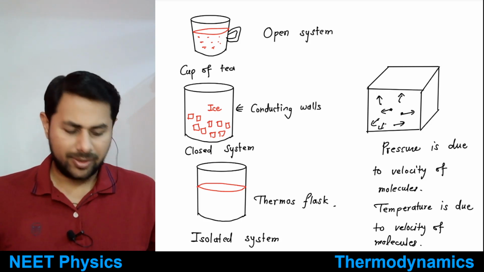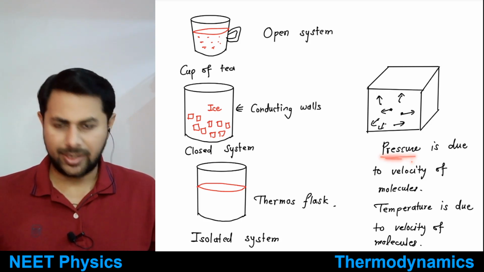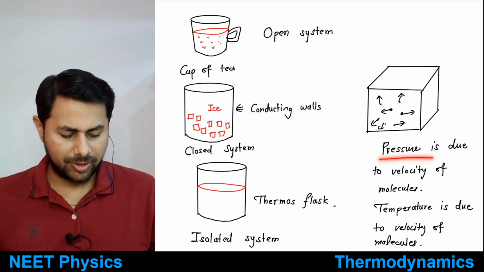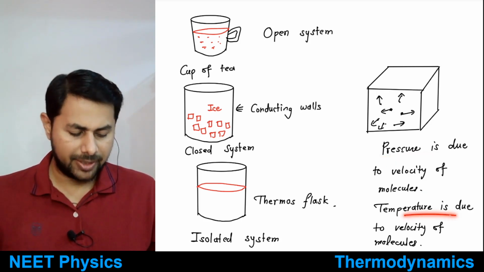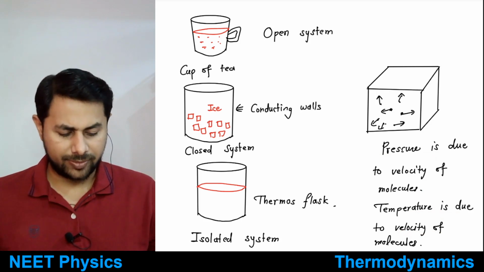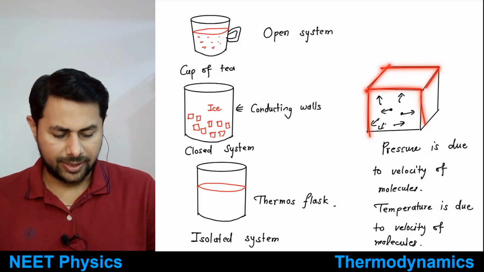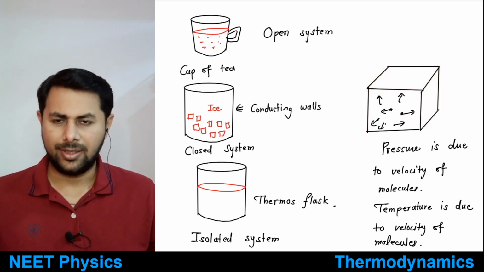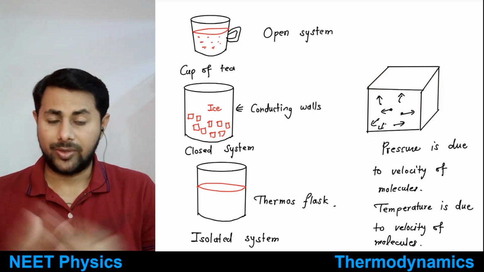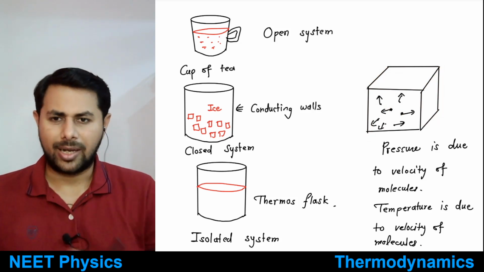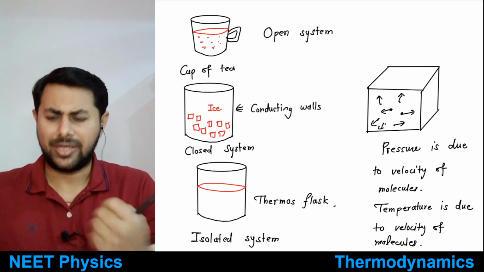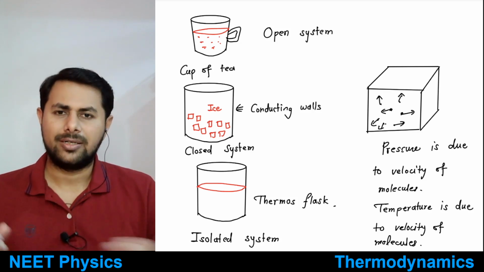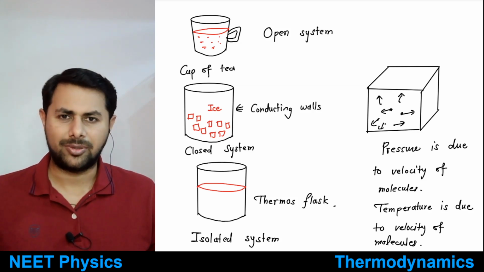In the last chapter we studied pressure as well as internal energy. We studied the kinetic theory of gases: pressure is because of the velocity of molecules, and temperature is also because of the velocity of molecules. Suppose you take this container, and there are n molecules of a gas inside it, and they constantly collide with the walls of the container. When they collide, they exert force on the walls, and that force per unit area gives rise to the pressure due to the gas.